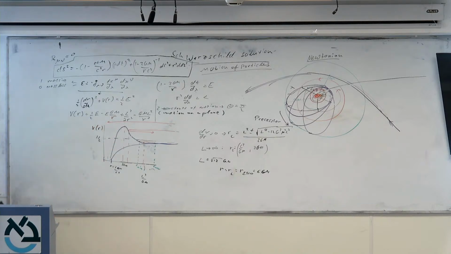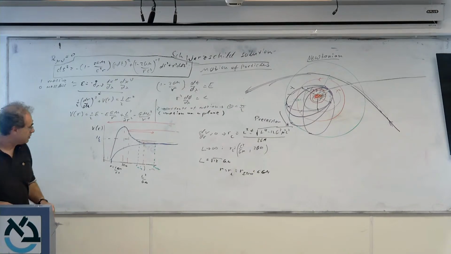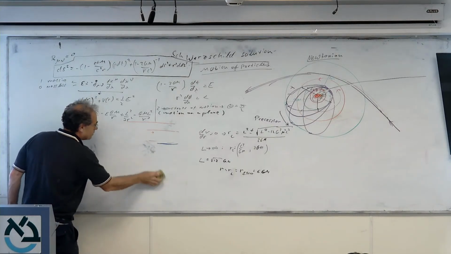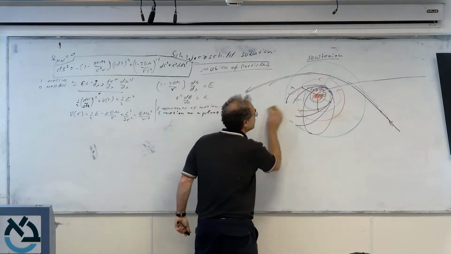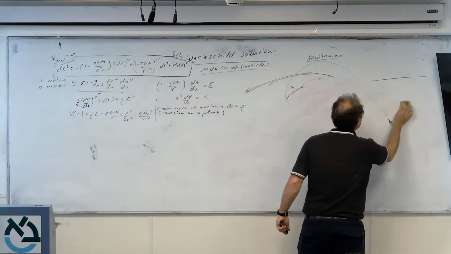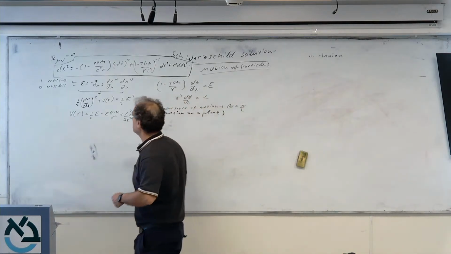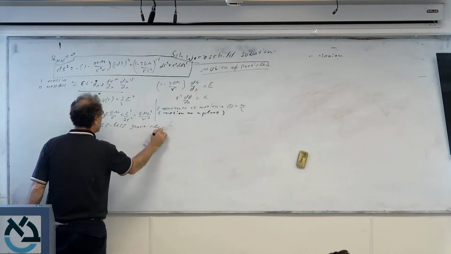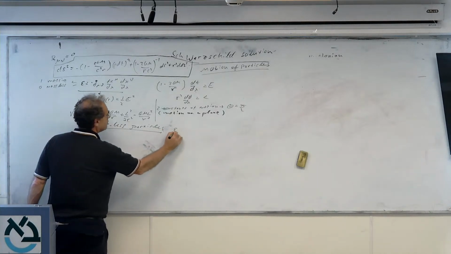For completeness, before we move on, what happens to massless particles? This was for massive particles. For massless particles, it's actually very easy. So for massless particles, that means epsilon is equal to 0.